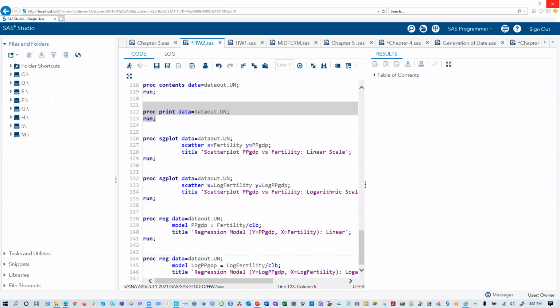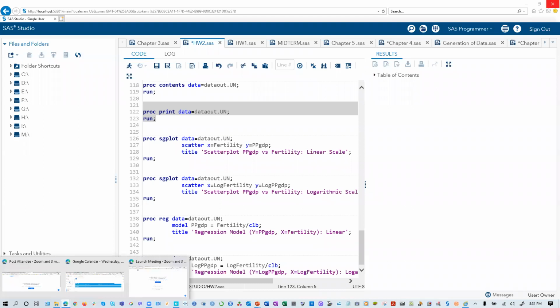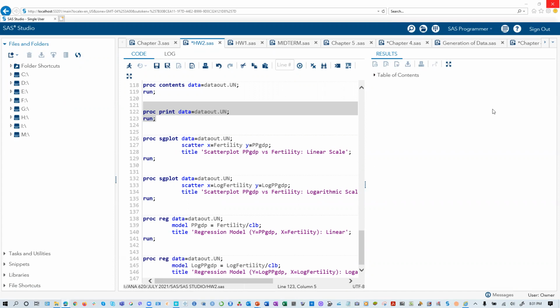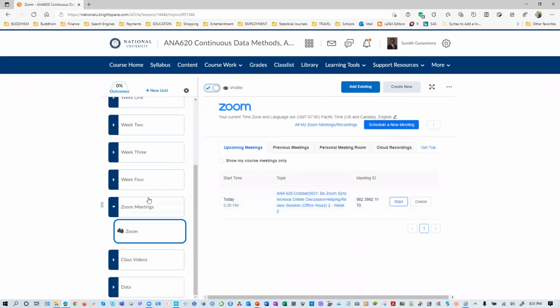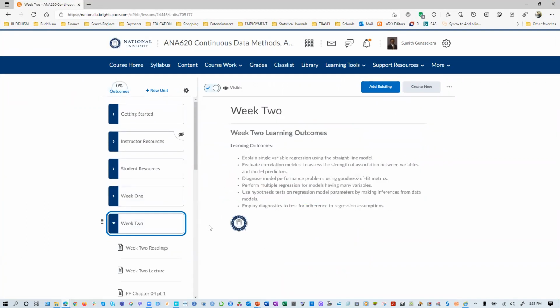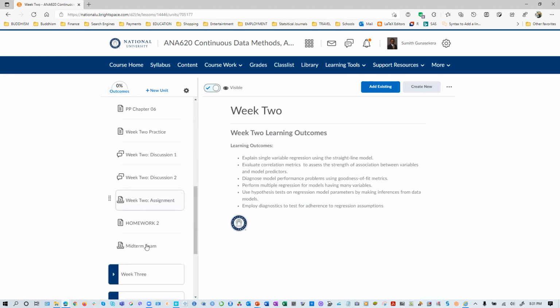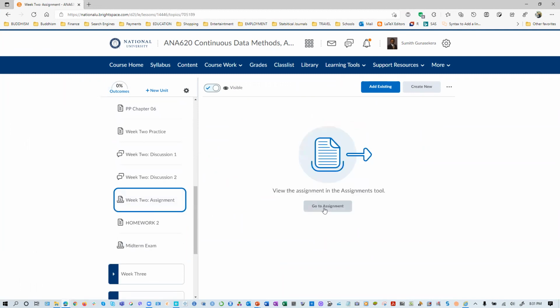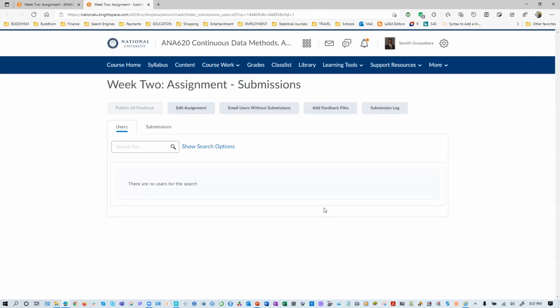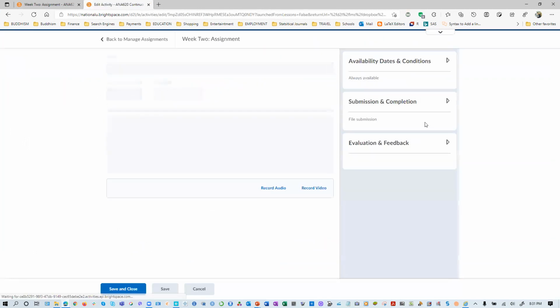Record this one. Okay, then I'm going to share the other screen. Okay, let me see that. Go to week 2. To lecture, this one, practice discussion week 2. Assignment, go to assignment. Assignment on my side, I have to do like that.